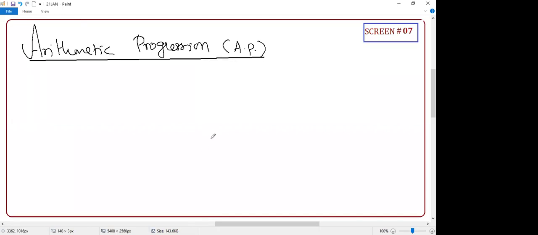So what is arithmetic progression? First, it is a progression. Yes or no? We learned so many progressions, right? Every progression has some condition. Yes or no? Every progression has some condition. So for arithmetic progression, there is a special condition.